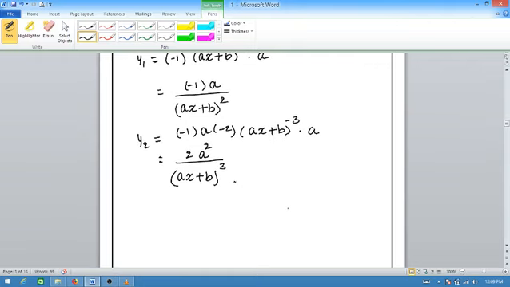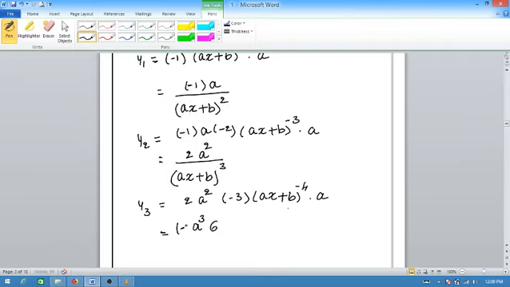Now find out one more differentiation. y3 is equal to 2, which is constant, a square is constant, differentiation is minus 3 into (ax plus b) whole raised to minus 3 minus 1, which is minus 4, into differentiation of ax plus b, which is a. So that is equal to 2 into 3 is 6, a square into a is a cube, into 6.